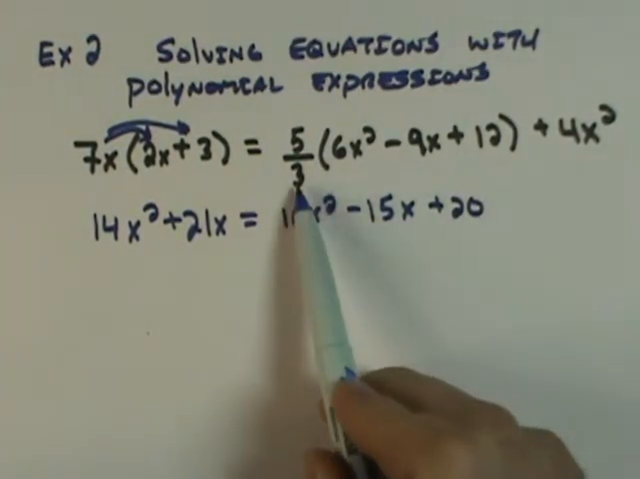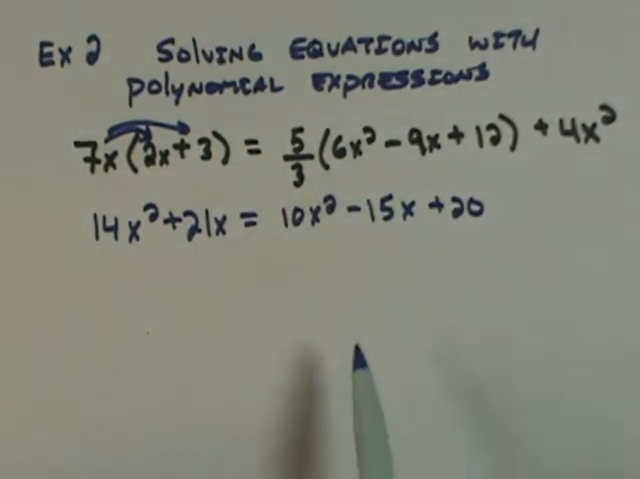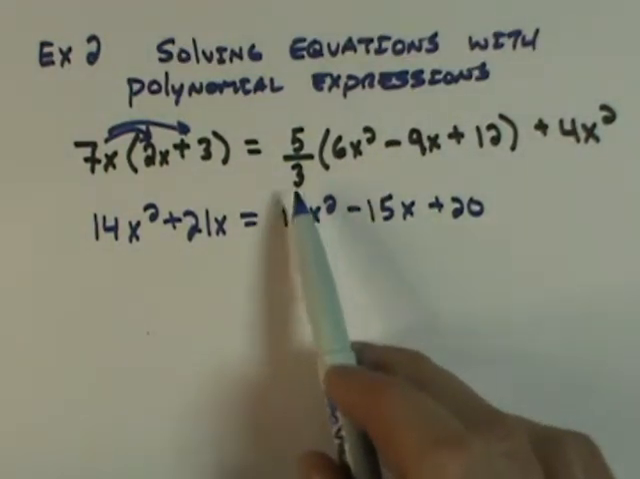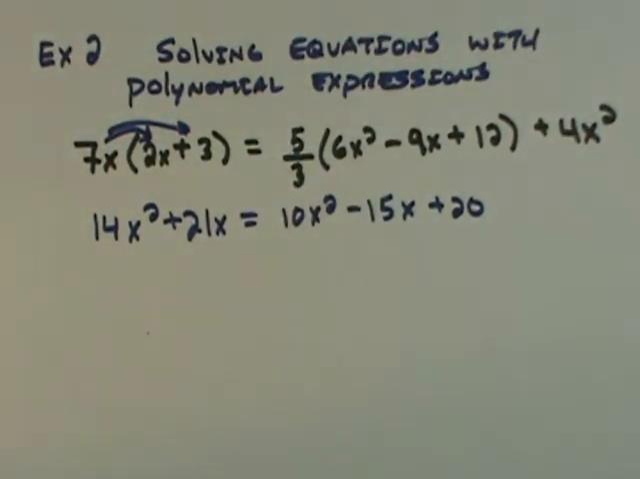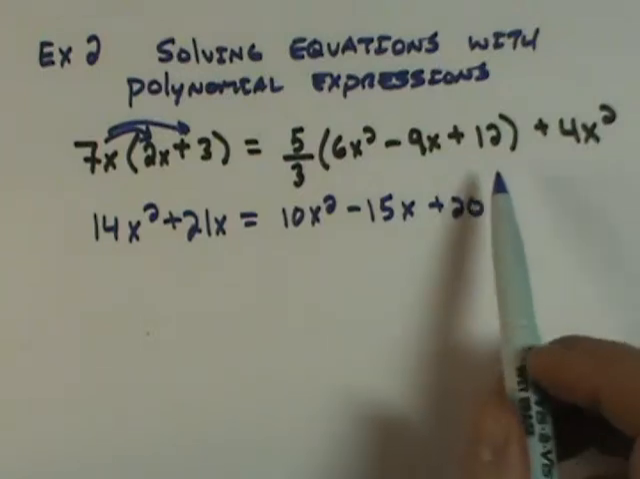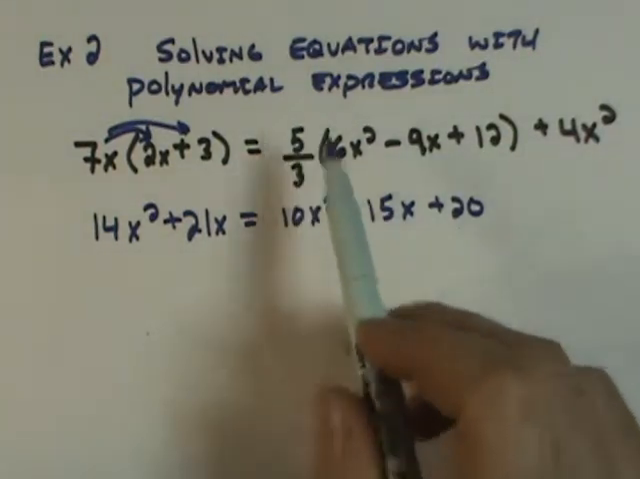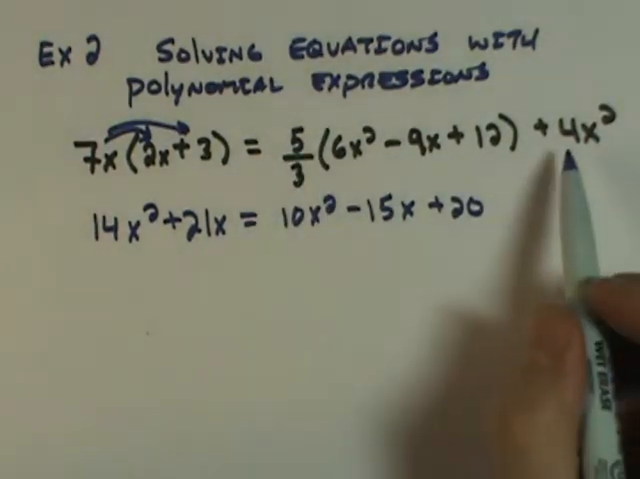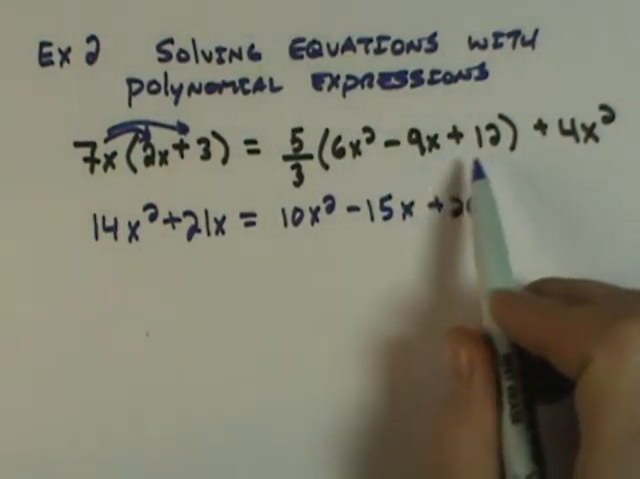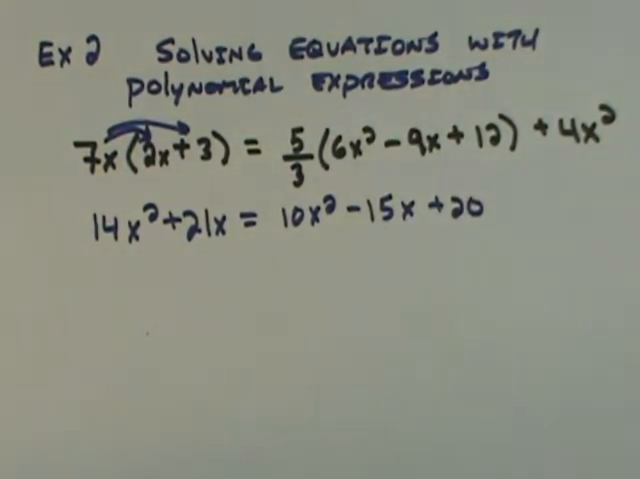Again, 6 divided by 3 was 2. 2 times 5 is 10x squared. -9 divided by 3 was -3. -3 times 5 is -15, and x comes along for the ride. 12 divided by 3 is 4. 4 times 5 is 20. And then I bring this 4x squared down because it wasn't part of the distribution. It wasn't part of that set of parentheses.